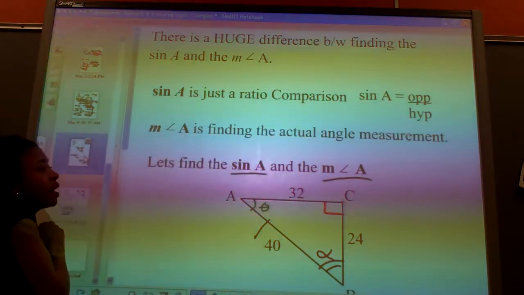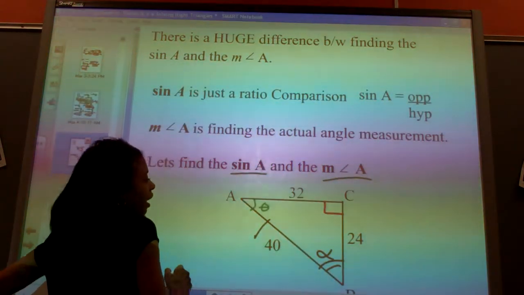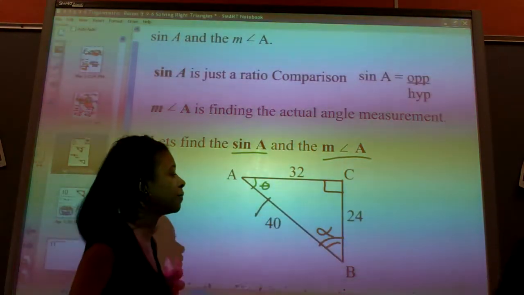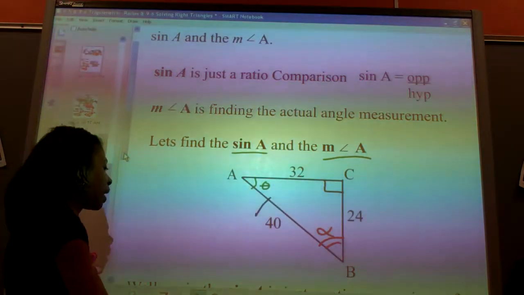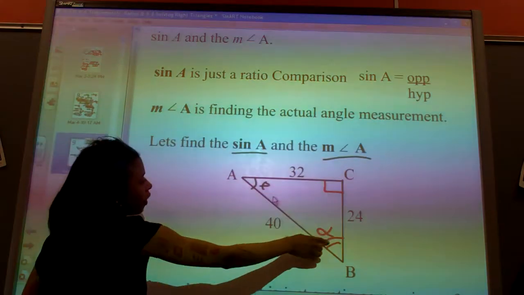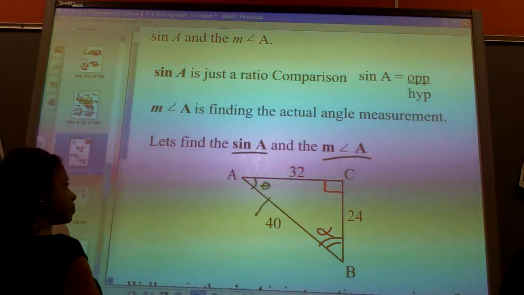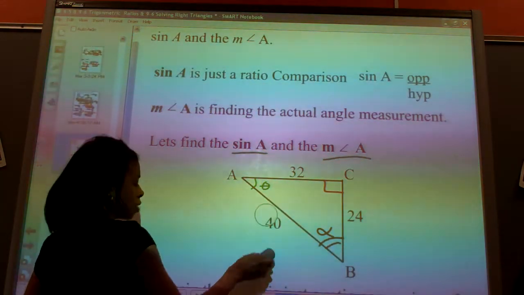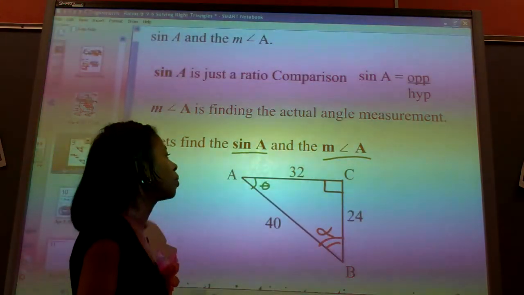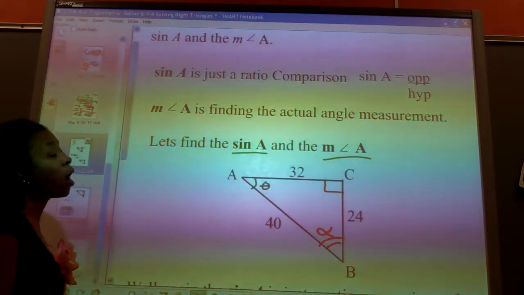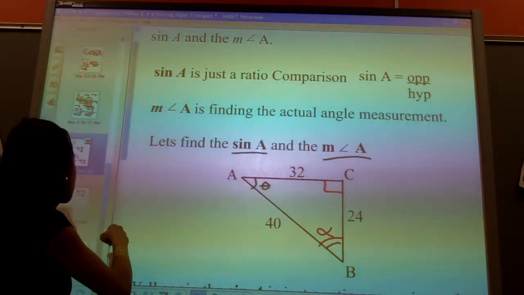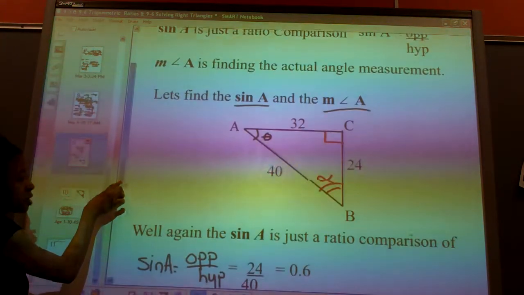So let's find the sine of A and the measure of angle A for this particular right triangle ABC. We have the right angle at C. We need the two unknown values here, the measure of angle A and the measure of angle B, but we're actually finding sine A and the measure of angle A. Let's start with the sine of A.